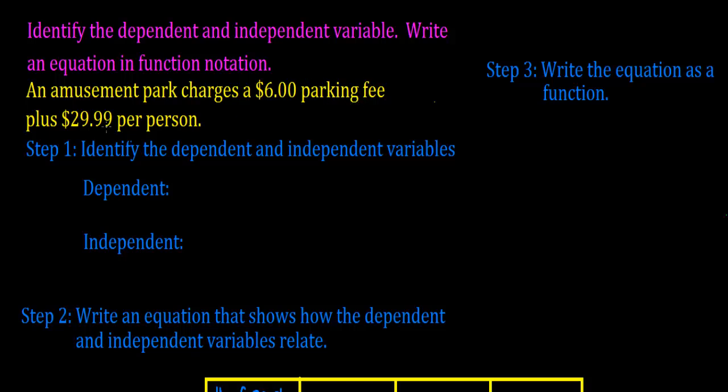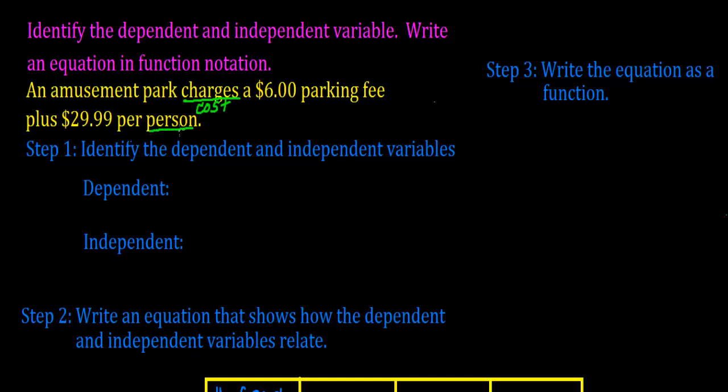What does it depend on? It depends on the amount of people because it's going to cost $29.99 per person. So the total cost depends on the amount of people. That means the total cost is one of the variables, okay? The charge, or the cost. That's one of the variables. The other variable is the amount of people. So there are your two variables.